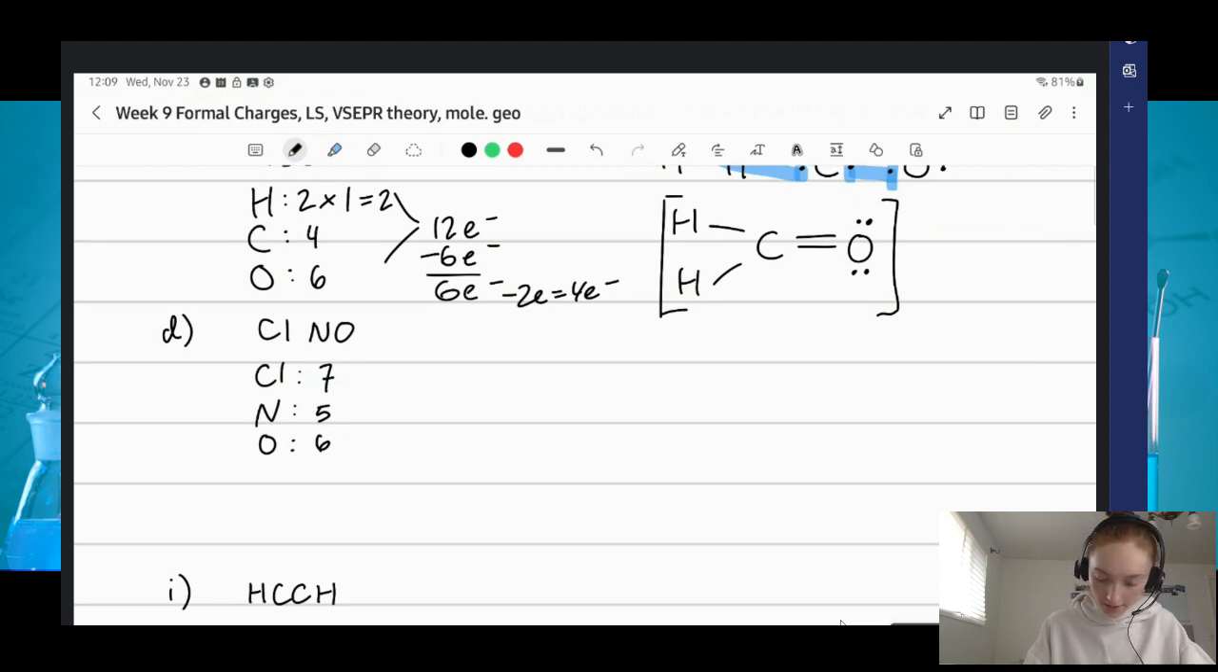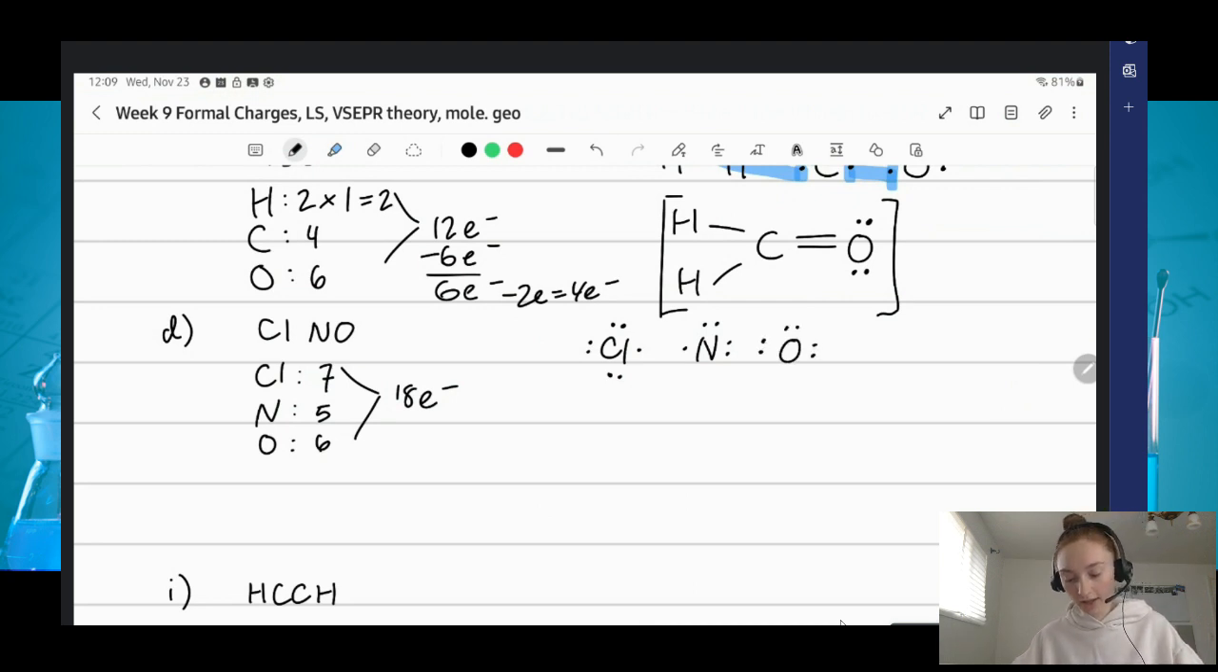Okay, so adding up all of these, we have 7 plus 5 plus 6. 7 plus 5 is 12, and 12 plus 6 is 18. So we have 18 electrons to work with. And just as we did last time, let's write down what each atom will look like when it comes to its valence electrons, and then see where the bonds will be created from that. Chlorine has 7, so 2, 4, 6, and 7. Nitrogen has 5, so 1, that's 3, and that's 5. And then we have oxygen, which has 6: 2, 4, 6.